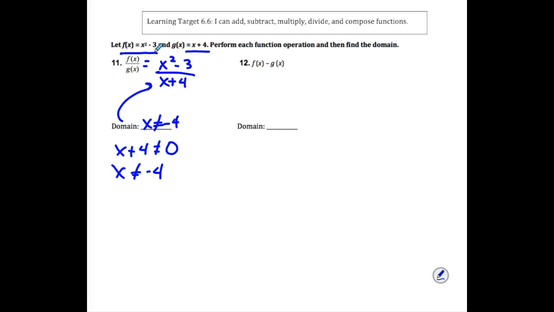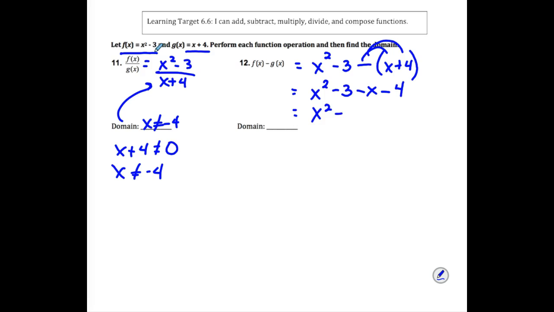Okay, question 12. We are doing a subtraction. It says to take function f, which is x squared minus 3, and subtract, and make sure you put it in parentheses because you're subtracting all of function g. Distributing that, you should have x squared minus 3 minus x minus 4, and then combining like terms, we have x squared minus x minus 7.